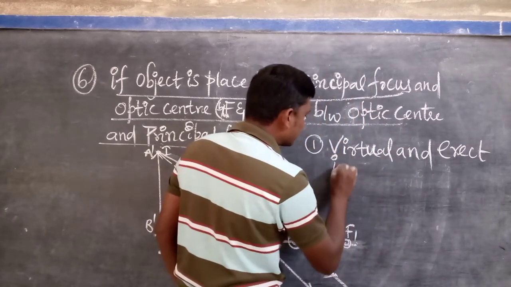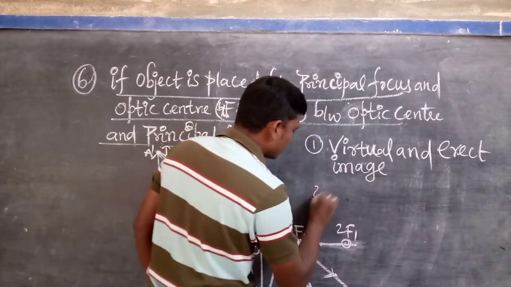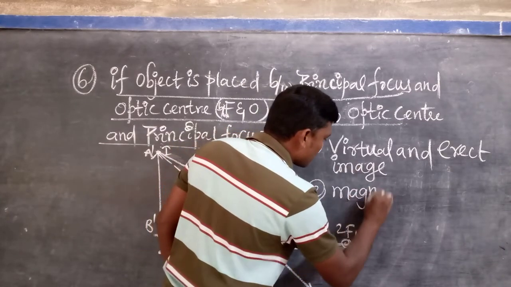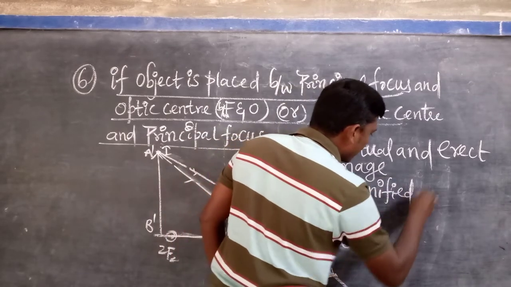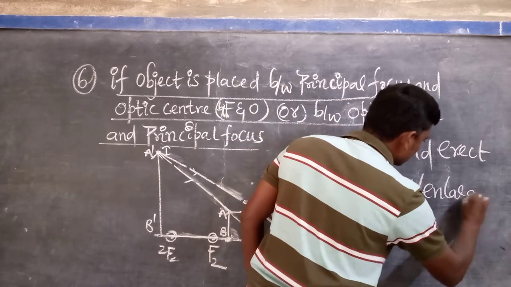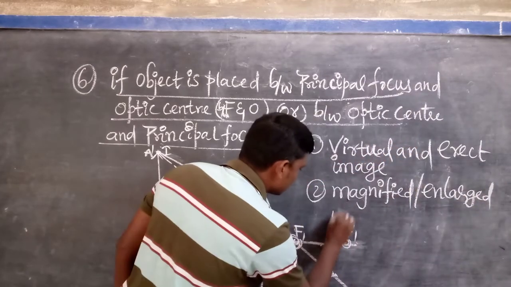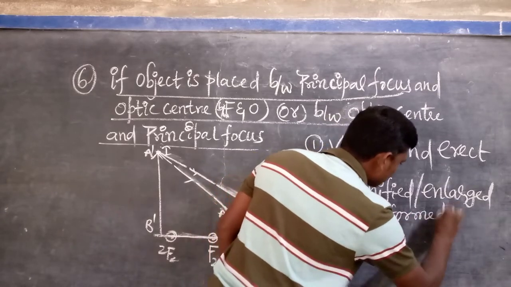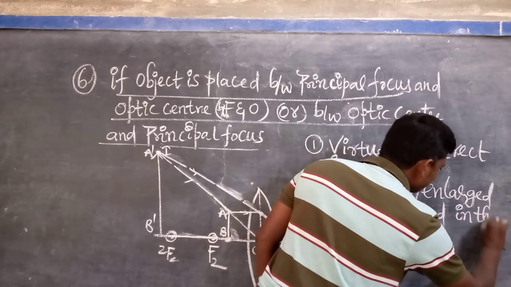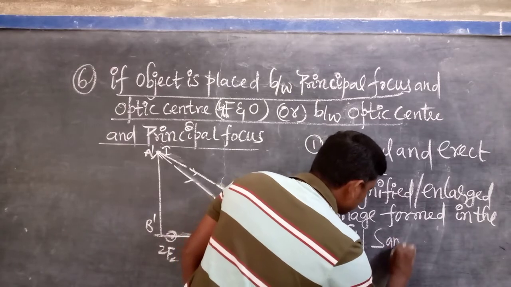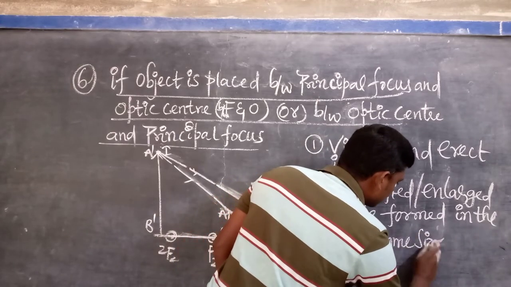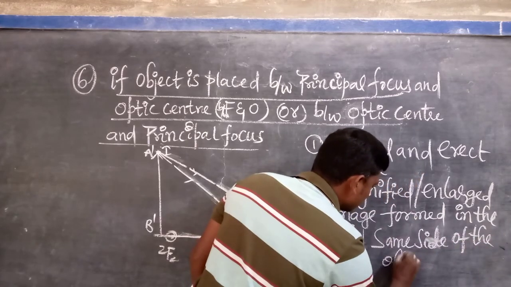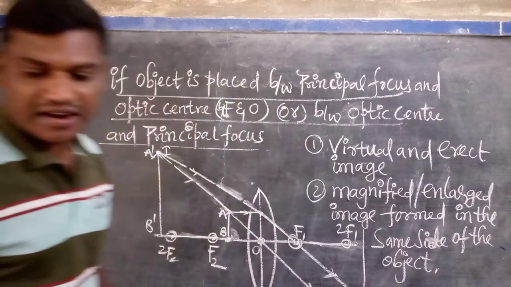Virtual and erect image. Second one, magnified or enlarged image formed in the same side of the object.